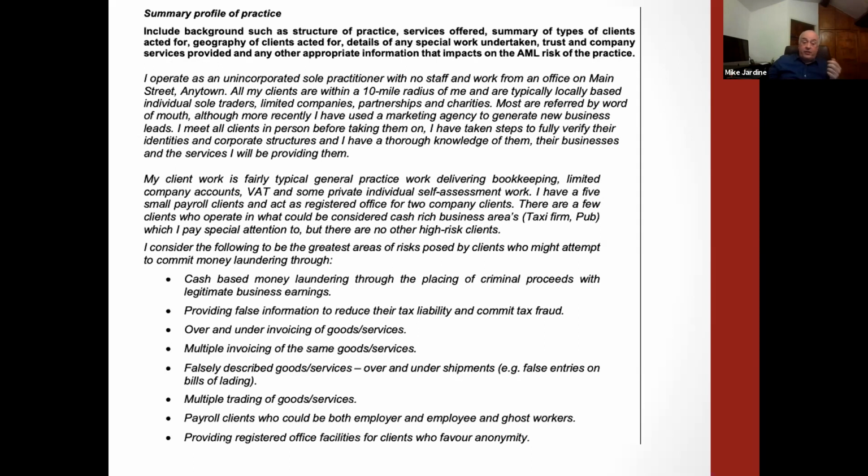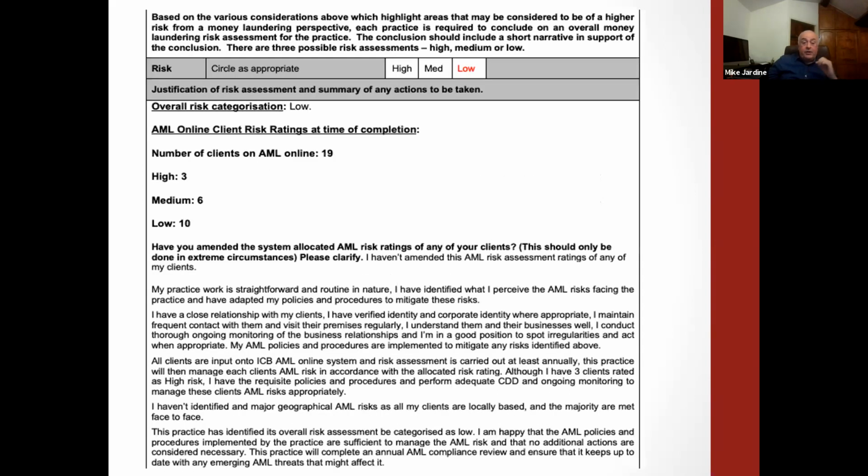Again, there's various ways you can do these things, but those are the risks that this fictitious company has identified. Then going on to the next page, you say how many clients you've got on AML Online. In this case, you've got 19 clients on AML Online, and this is why it's important to have your clients on AML Online. So you can see you've got 19 clients, 3 high, 6 medium, 10 low, and you then give an overall assessment, and it's subjective, as to where you feel your practice sits in relation to high, medium, or low as a practice.